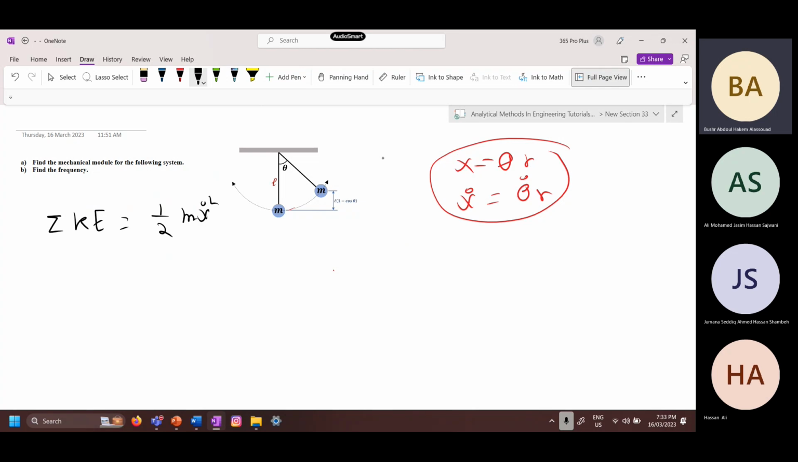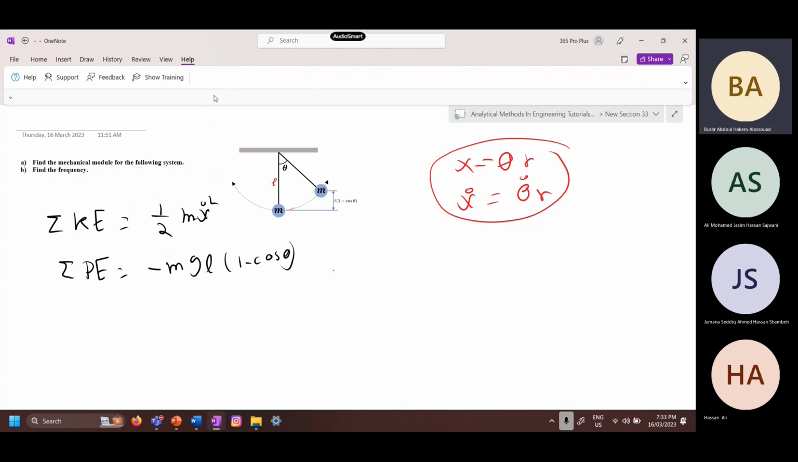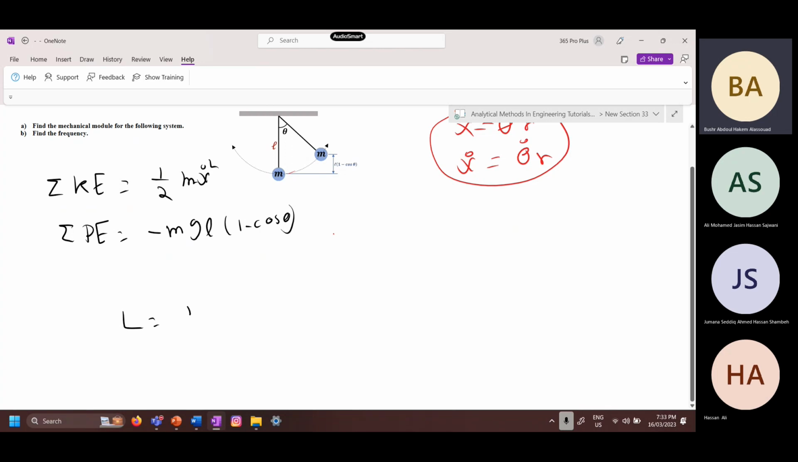As I said, if there's movement, there is kinetic energy. And there is a change in height, which is going to be PE, equal to the change of height. So it's equal to negative mgl (1 minus cosine theta). You need to remember this or obtain it by yourself. It doesn't matter. Now we need to find the Lagrangian. So it's half m x dot squared plus mgl (1 minus cosine theta).